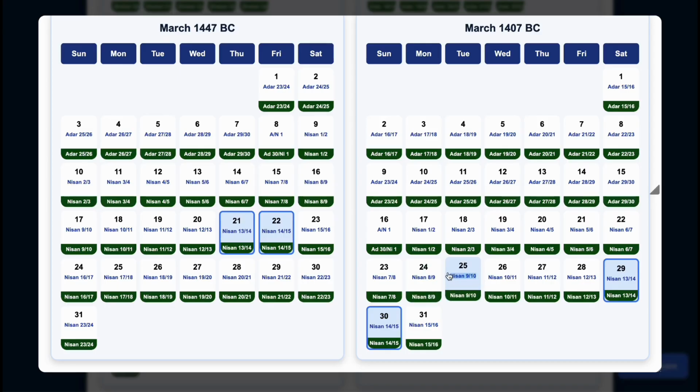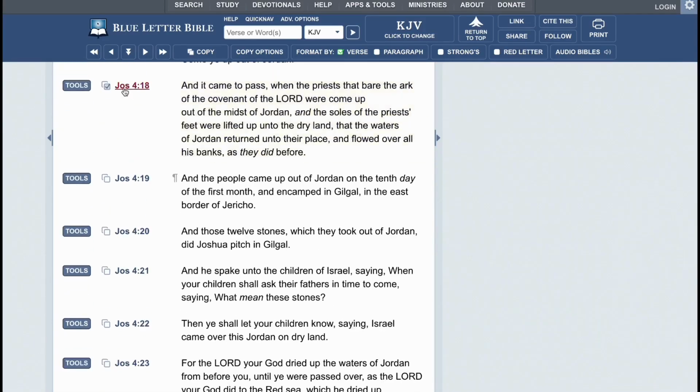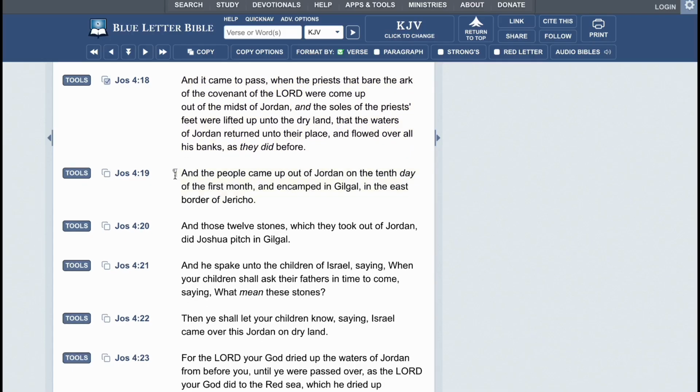Now, what's interesting is the Bible confirms that for us. We read in Joshua 4, verse 18, "And it came to pass, when the priests that bear the ark of the covenant of Jehovah were come up out of the midst of Jordan, and the soles of the priests' feet were lifted up unto the dry land, that the waters of Jordan returned unto their place, and flowed over all of his banks as they did before." So the Bible is letting us know that this is when they crossed over Jordan. "And the people came up out of Jordan on the 10th day of the first month."